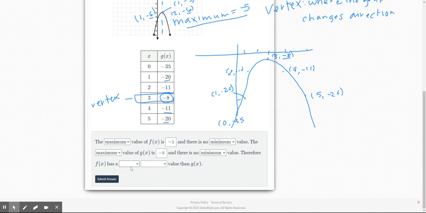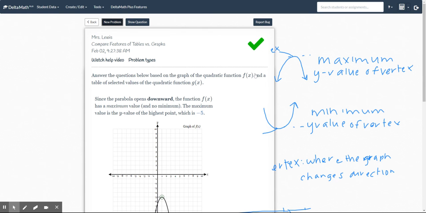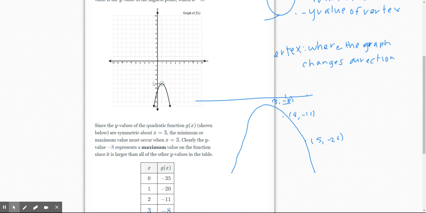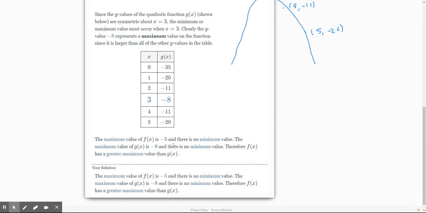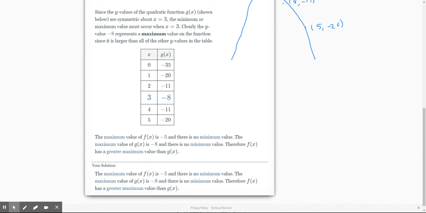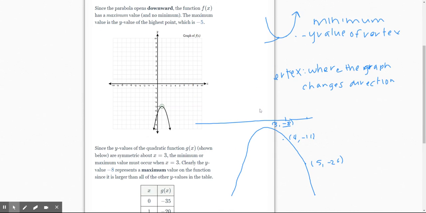So f of x has a, well, -5 is actually bigger than -8. So it's actually a greater value, and they're both a maximum. So it's showing you here again, there's our max at -5. Here's our vertex, okay, because it's again where that pattern is, and that's at -8. And they're both maximums. And so then we're comparing those maximums. Both of them don't have a minimum.